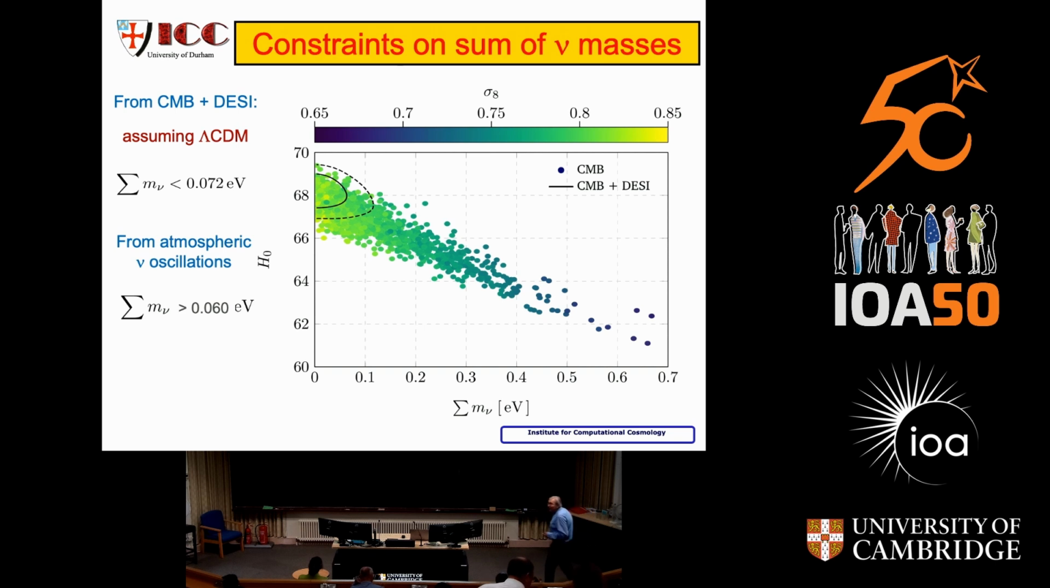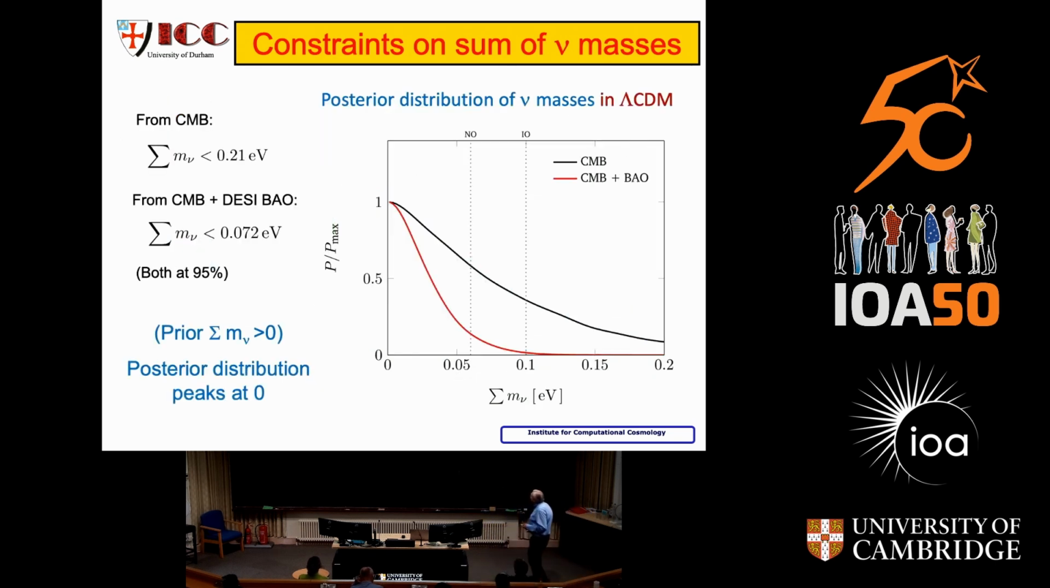Now, when you start digging behind this, you begin to get very worried because here's the posterior distribution, here in red, of the sum of the neutrino masses. And the first thing you notice is that it peaks at a mass of zero. And the prior in this calculation is that the neutrino mass should be positive. So the first thing they teach you in Bayes school is if your posterior depends on the prior, then you should be very suspicious. So, and we were very suspicious.